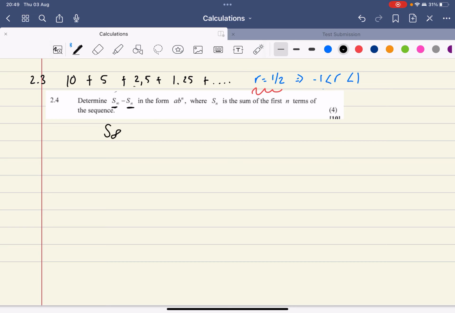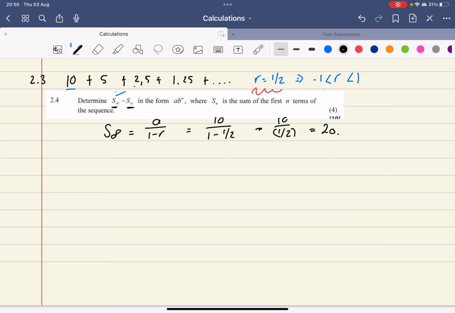So the sum to infinity we know is a over 1 minus r. This is for a convergent geometric series, where a is our first term, of course. So in this case, it's 10 over 1 minus a half. So that becomes 10 over 1 half, which is the same as saying 10 times 2, which is equal to 20. Cool, so that's the sum to infinity sorted.